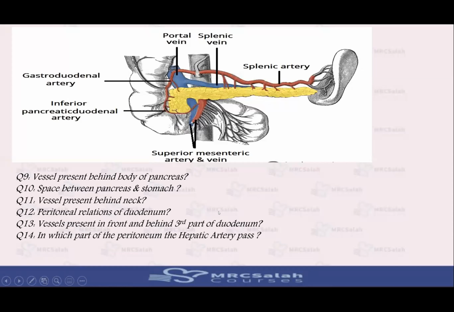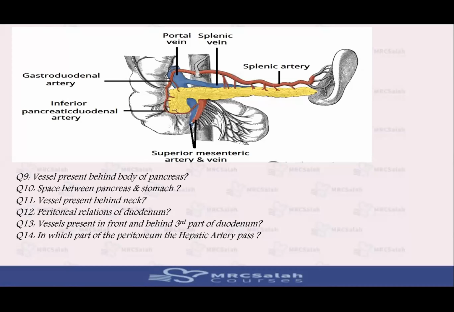Okay. Next question. What is the vessel present behind the body of the pancreas? Splenic vein. Okay. Next question. What's the space between the pancreas and the stomach? Lesser sac. Perfect. Next question. The vessel present behind the neck? Portal vein. And it's formed of the union of what? Superior mesenteric vein and splenic vein. Okay.